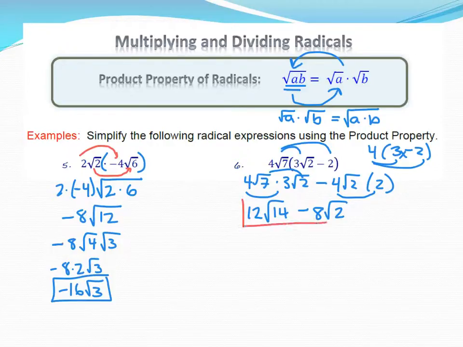So my answer is this, simplified. Since the radicals are not like radicals, I cannot simplify it. Common mistake for kids to do is say, okay, 12 minus 8 is 4, and 14 minus 2 is 12. This is incorrect. I cannot do this. This right here would be my overall answer. This is good, as nasty as it may look. Okay, so this, using the product property of radicals to simplify.